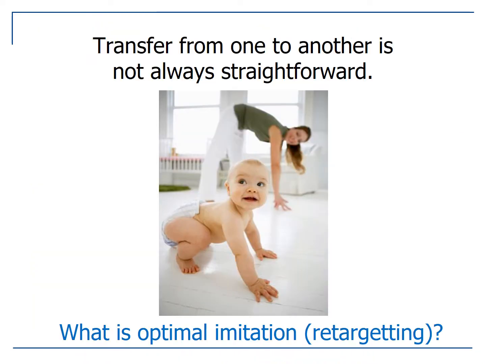However, the transfer from the teacher's demonstrations to the student's skills is not always straightforward. This is called the retargeting or correspondence problem. The teacher and learner have different kinematics and dynamics. Also, depending on the task, the desired mapping may change. So, what is the optimal imitation or retargeting function? Finding the ultimately optimal retargeting cost function is still an unsolved problem.